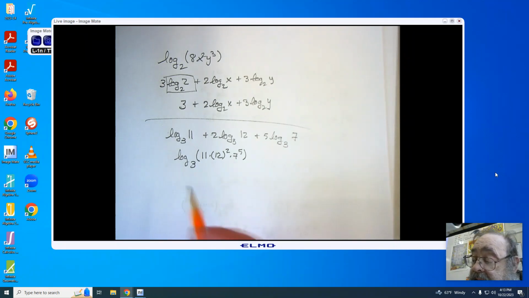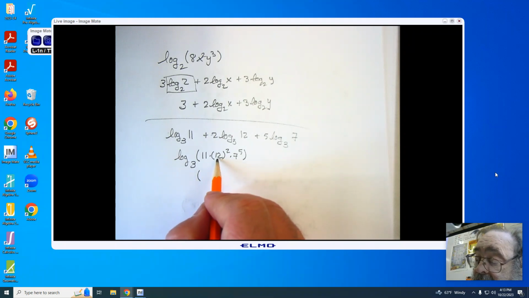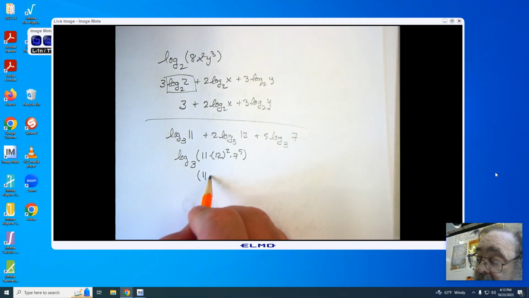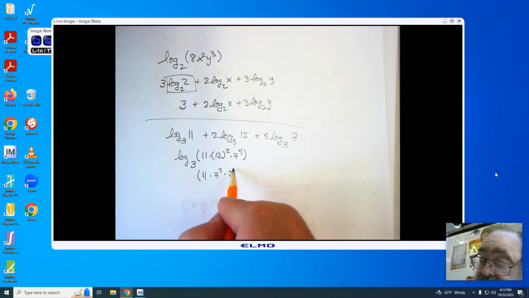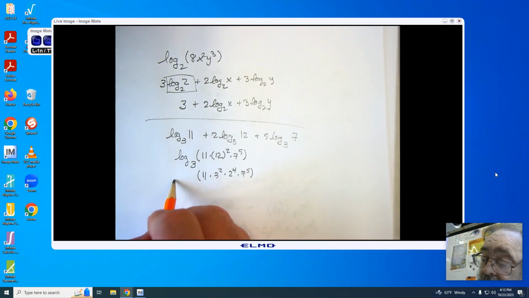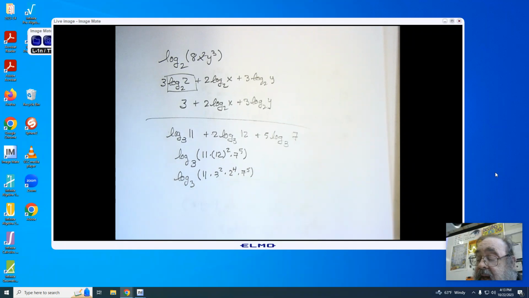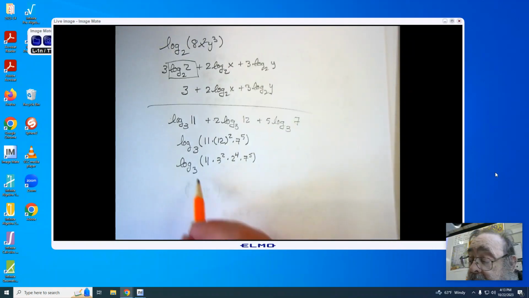We could break it down into prime factorization so that we would have 11 times 3 squared times 2 to the fourth, times 7 to the fifth. Now, all I did was break down that 12 into its prime factorization. And you'll notice it's made it a little bit more complicated. Now, if we were allowed to use a calculator, we could always multiply 7 to the fifth and so forth to see what our answer would be. But this should be enough. Let's go ahead and move on.